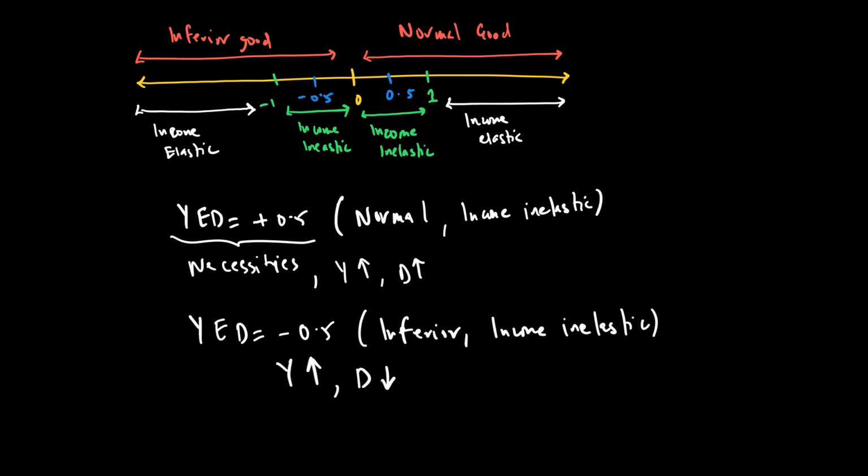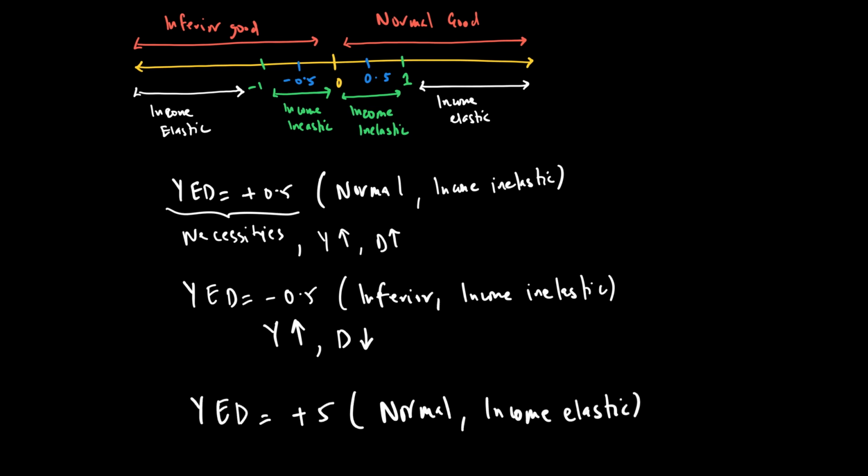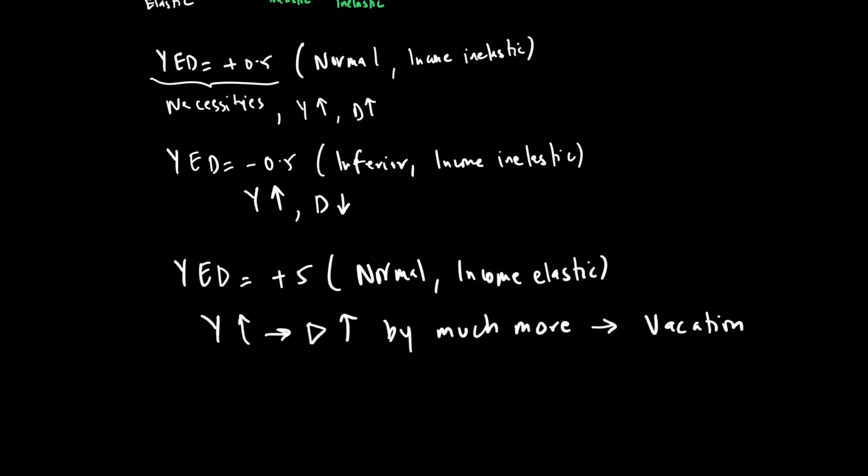Luxury goods, on the other hand, can be categorized as income elastic normal goods. They might have a value of more than one. For example, let's say plus 5 would be something where plus means normal, and 5 means it's income elastic. So if it's an income elastic normal good, this is a good where when my income goes up, my demand will go up by much more.